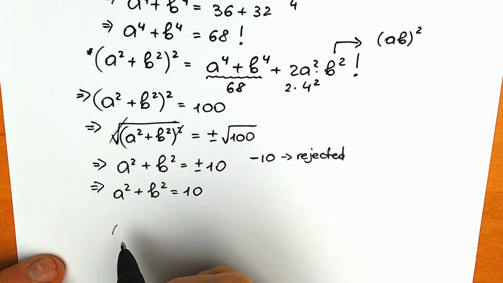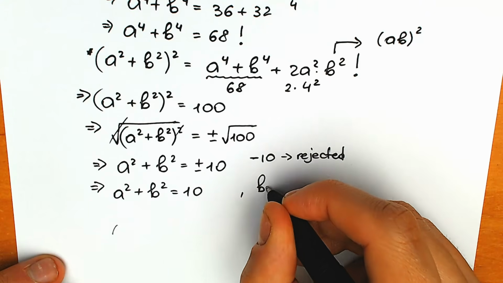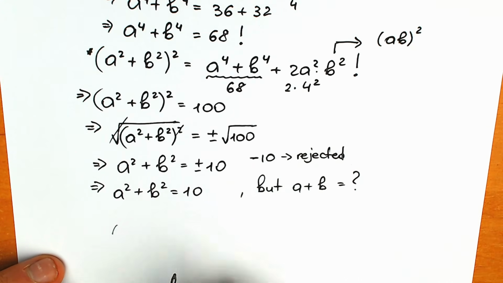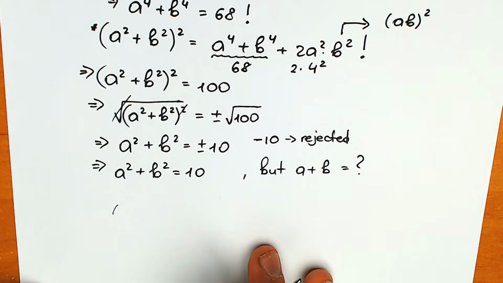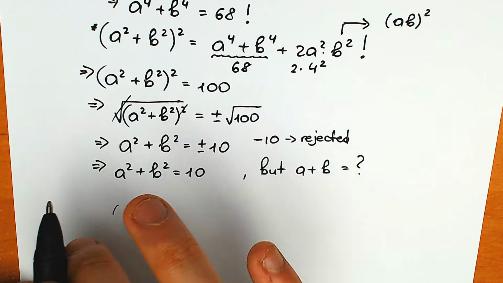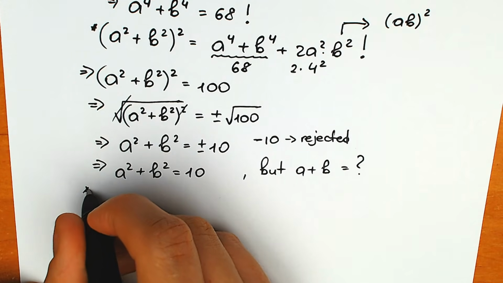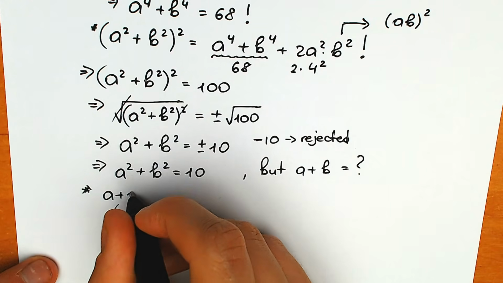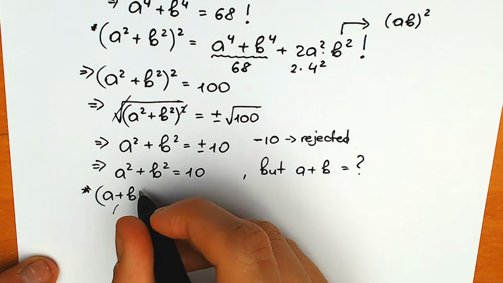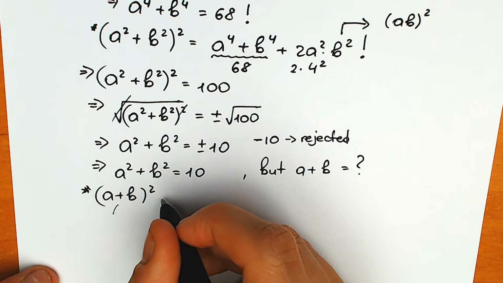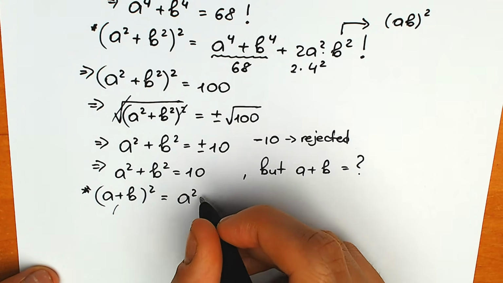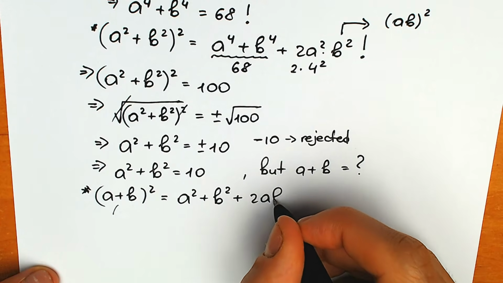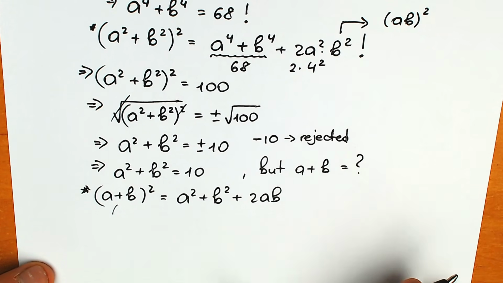Okay, this is not our answer because we need to solve it for a plus b. But a plus b, we don't know exactly right here, so we need to solve it for a plus b. So how can we do that? First of all, let's forget a little bit about this solution and let's remember a really important identity. This is the classic school identity, (a + b)² equal to a² + b² + 2ab. Maybe the most popular identity, everyone should know about it.